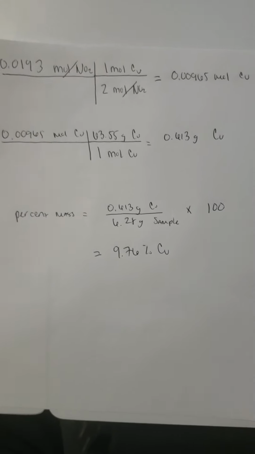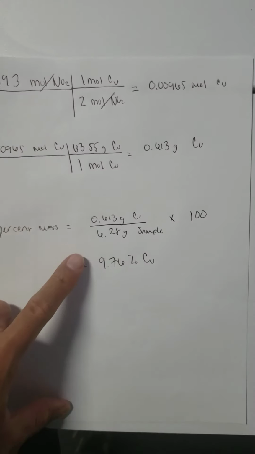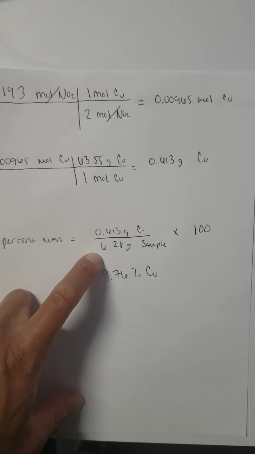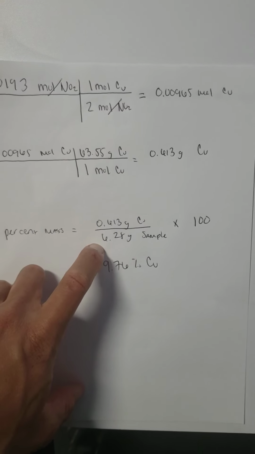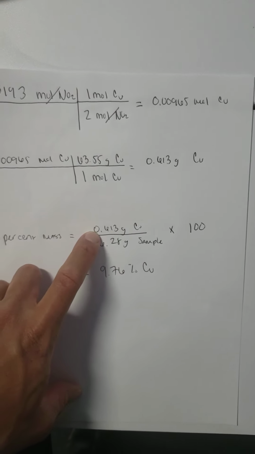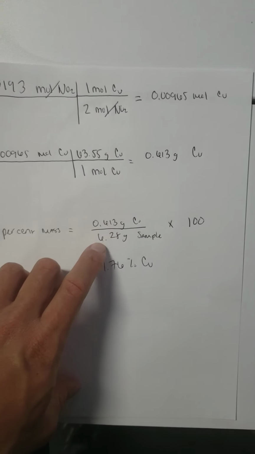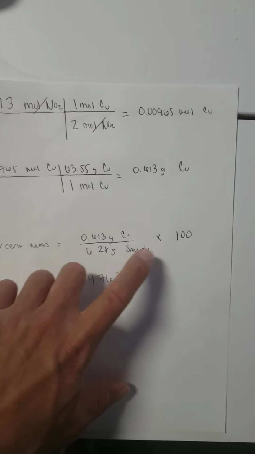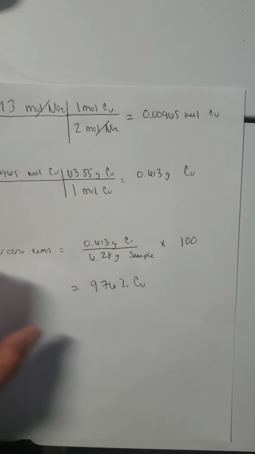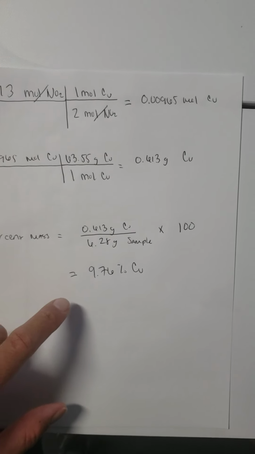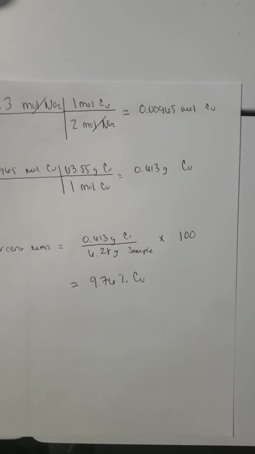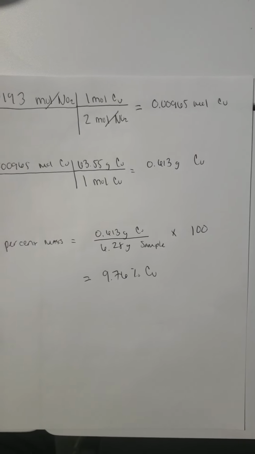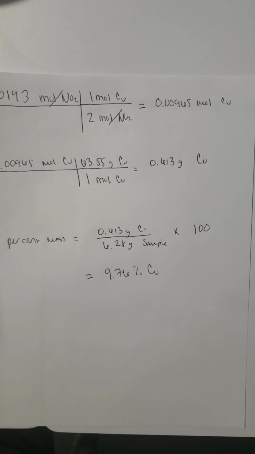So we have our grams, and we know that according to the question, the total grams was 6.28 grams. So we're simply going to divide 0.631 grams of copper by the full sample, and we're going to multiply that times 100. And I got a percentage of 9.76% of copper in that sample.